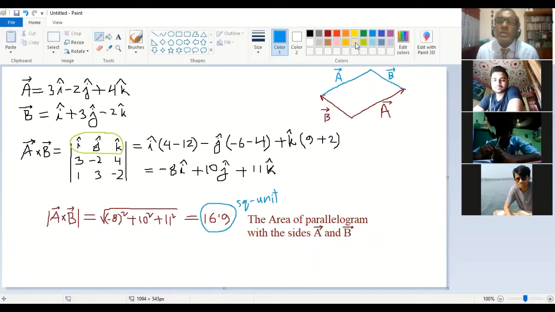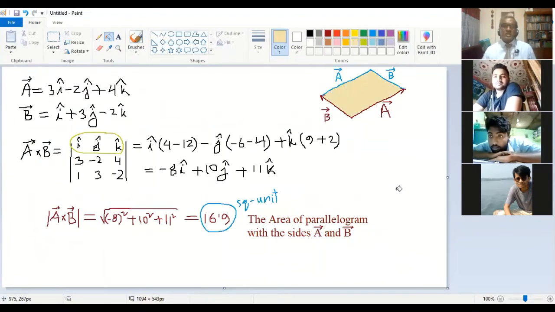You understand now what I say? Yes, sir. So this is the meaning of this 16.9. Okay, this is the meaning of the 16.9 here.